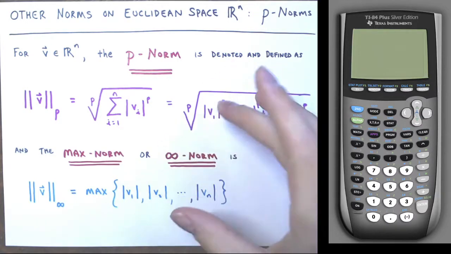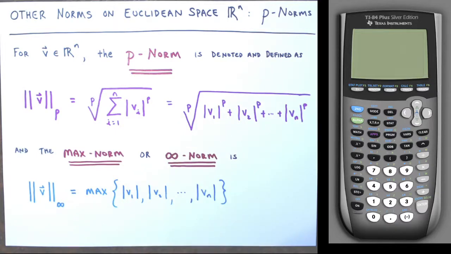And both of these norms satisfy the 3 properties. You'll end up with a non-negative number as a result, so you'll have that positivity. If I multiply a vector by a scalar, the norm of that scalar multiple is just the absolute value of the scalar times the norm of the vector, for the p norm or the max norm. And the triangle inequality also holds.